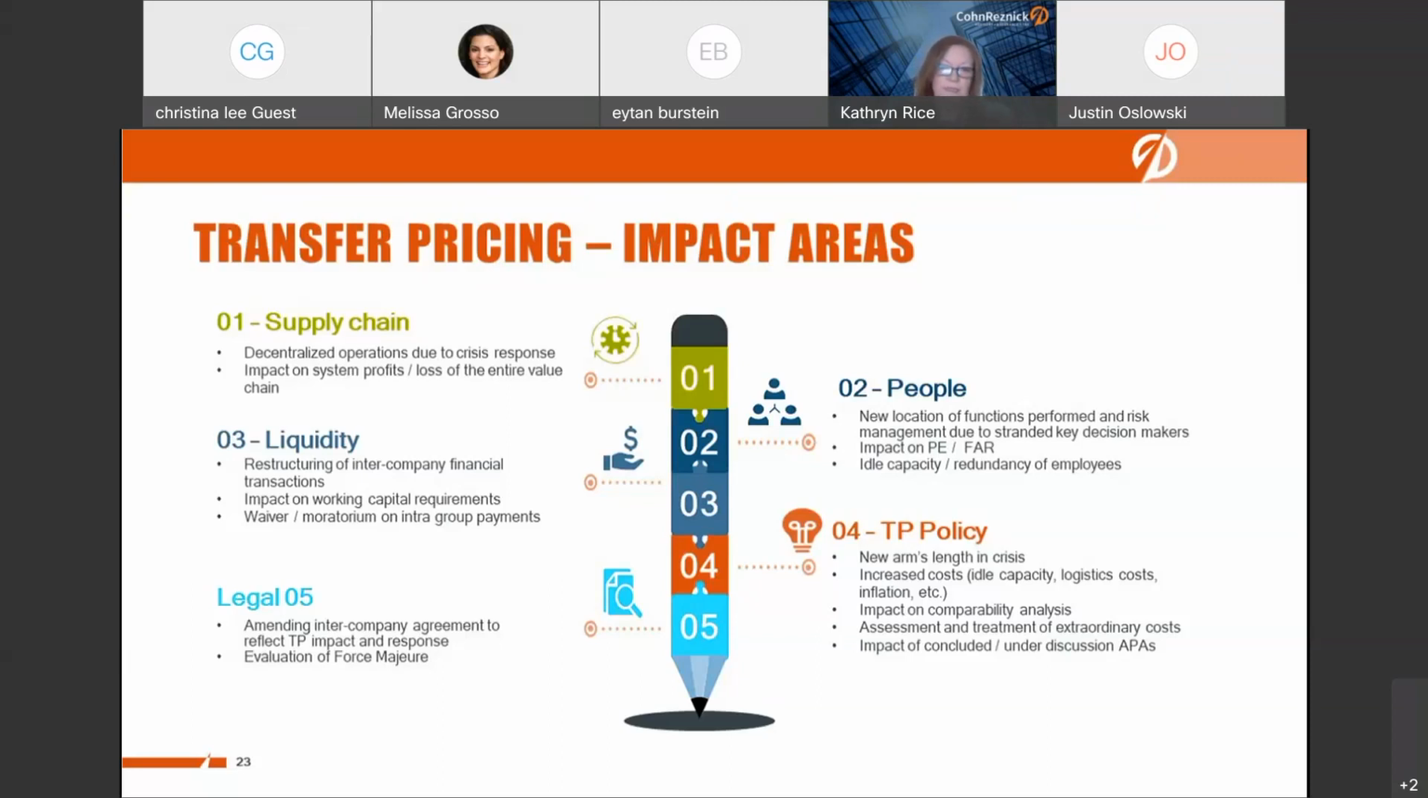The last one is legal. So, intercompany agreements, we always recommend that there be intercompany agreements in place, because typically there would be with a third-party arrangement. So it's just a formalization of the arrangement, and they're advisable to have and to specify the parameters of the intercompany deal, basically. And also evaluation of force majeure. Sometimes these may come into play and provide an exit of some kind with respect to a crisis situation.